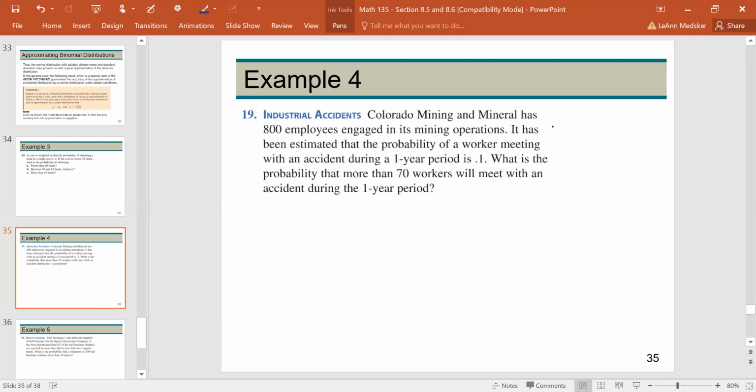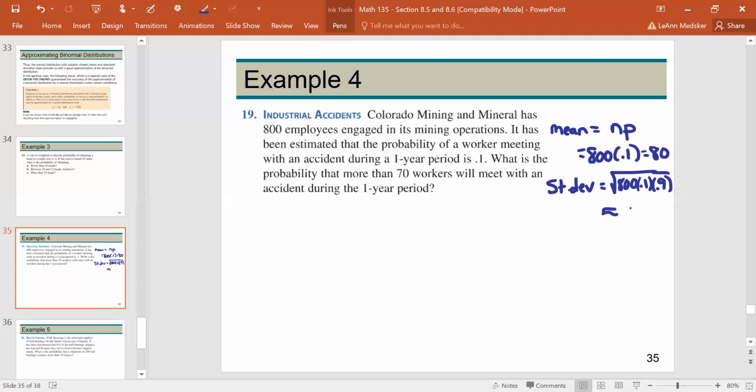So our mean is the number of trials times the probability of success, and we're counting accident as success. So 800 times 0.1 is 80. So they expect to see 80 people in a year get in an accident. The standard deviation, when you're doing a binomial distribution, is the square root of the number of trials times the probability of success times the probability of failure, which, remember, are complements of each other. And when I worked that out, I got about 8.49. So remember, this formula is square root of n times p times q.